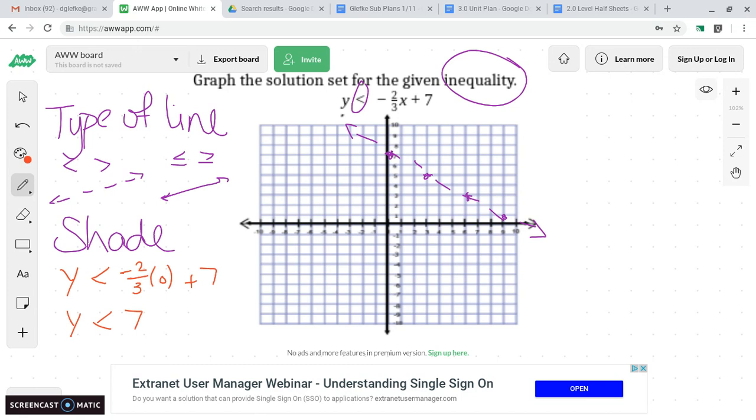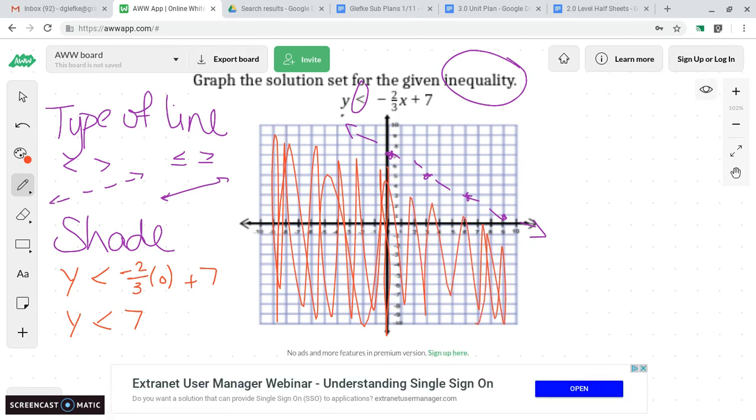All of the y values that are less than 7 are down here, and so we want to shade this whole side of the line, so all of this underneath it. So that is our graph for our inequality.